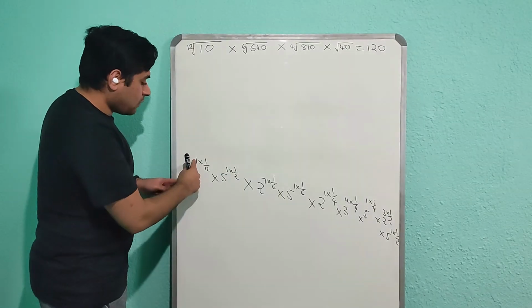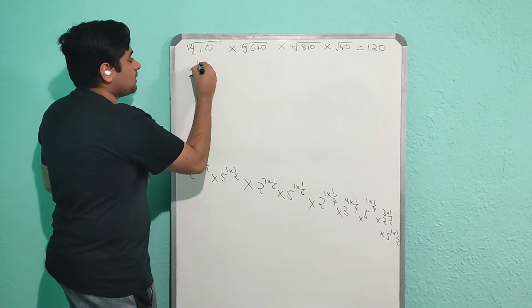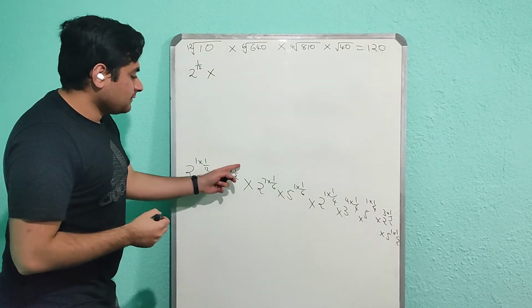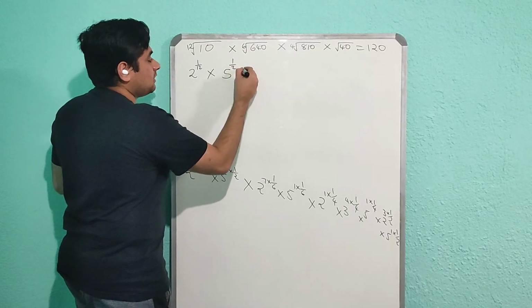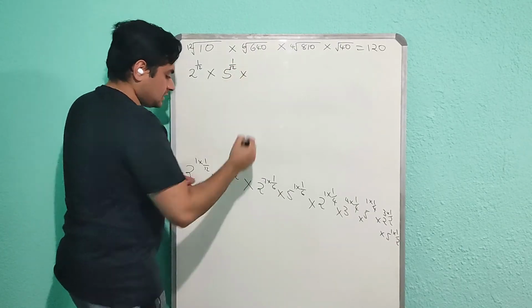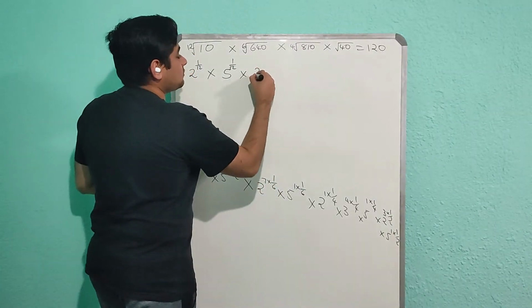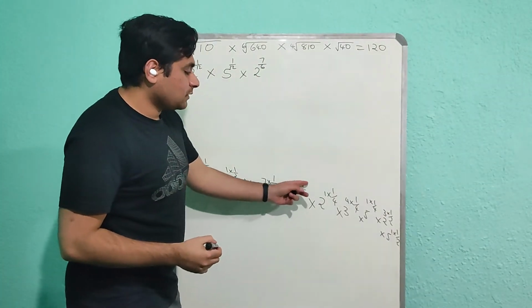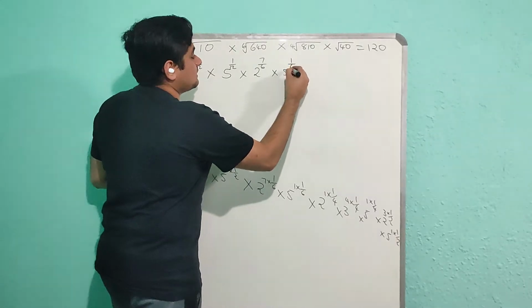Now that we have this in this form, let's simplify, right? What is 2 to the power 1 times 1 over 12? That gives us 2 to the power 1 over 12. Times what is 5 to the power 1 times 1 over 12? That gives us 5 to the power 1 over 12. Times what is 2 to the power 7 times 1 over 6? That gives us 2 to the power 7 over 6. This one, 1 times 1 over 6 gives us 1 over 6, so we get 5 to the power 1 over 6.